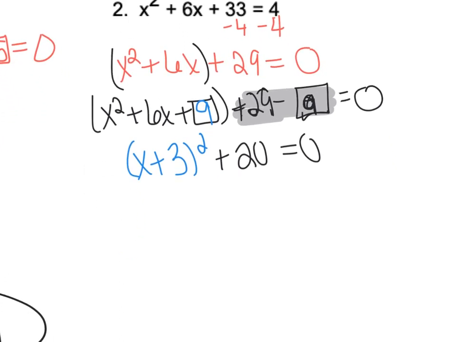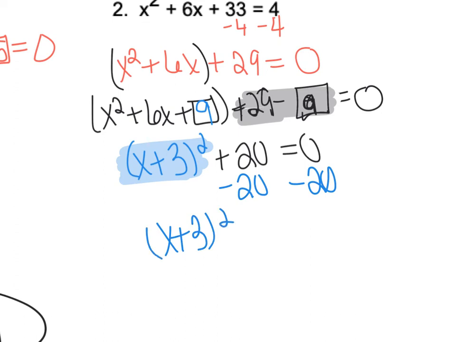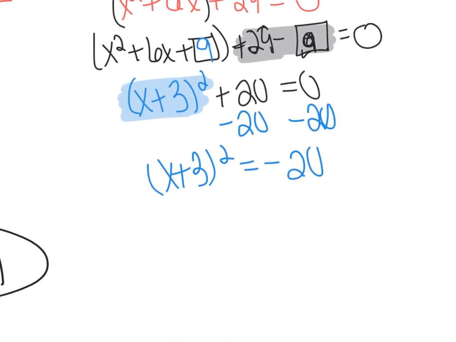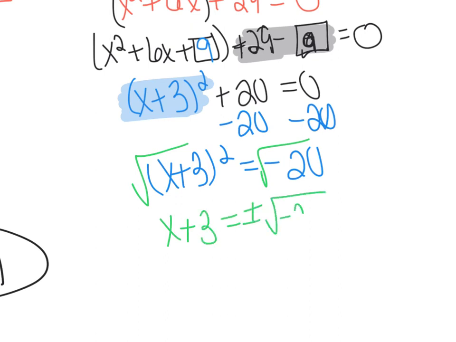Now we need to, remember, get our squared term by itself. So I need to get x plus 3 squared. So I'm going to go ahead and subtract 20 from both sides. And I get x plus 3 squared equals negative 20. I need to take the square root of both sides. And I get that x plus 3 equals plus or minus the square root of negative 20.